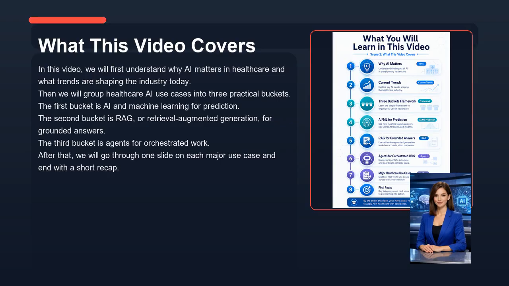In this video, we will first understand why AI matters in healthcare and what trends are shaping the industry today. Then we will group healthcare AI use cases into three practical buckets. The first bucket is AI and machine learning for prediction. The second bucket is RAG, or Retrieval Augmented Generation, for grounded answers. The third bucket is agents for orchestrated work. After that, we will go through one slide on each major use case and end with a short recap.